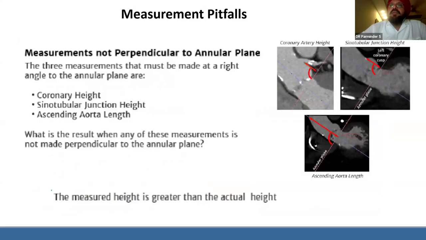Sometimes we may be in the correct plane, but our measurements may not be perpendicular to the plane. For example, coronary height. If it is at an angle, then it will be falsely high. The same is true for sinotubular junction and ascending aorta length. So it's important to have particular measurements perpendicular to the annular plane. If they are not perpendicular, the measured height is greater than the actual height, which predisposes to the risk of coronary occlusion or other complications.